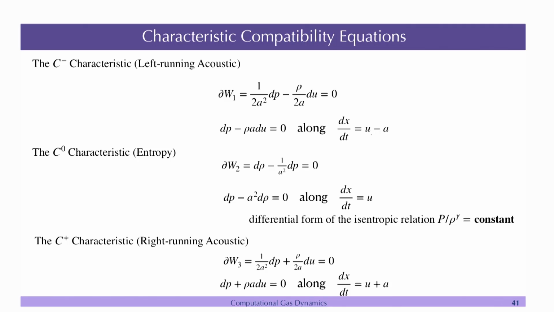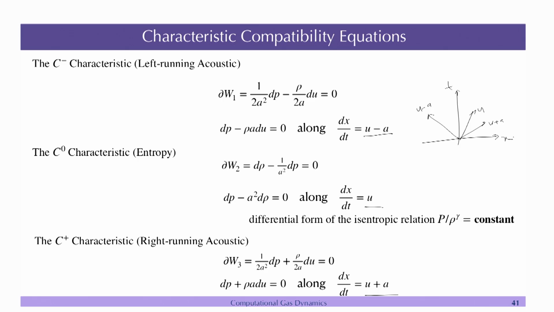Hello everyone, welcome back. In the last class, we looked at the characteristics of the Euler equations, and starting from the Euler equations in primitive variable form, we saw that there are three characteristics: left running acoustic, entropy, and right running acoustic. If you make the diagram like this, this is u minus a, this is u plus a, and this is u, this is t, and this is x.